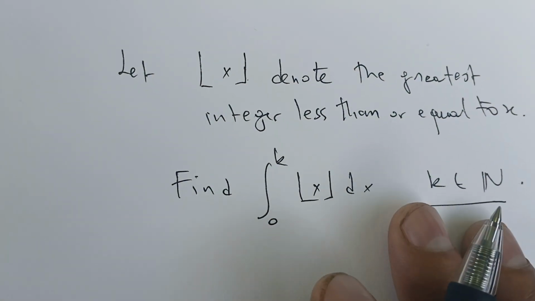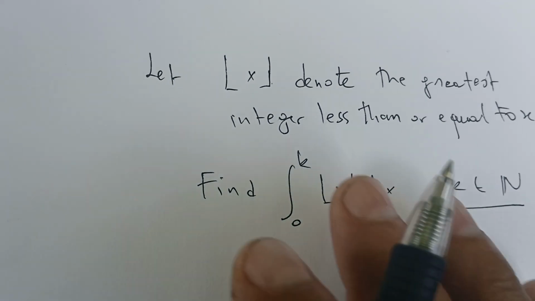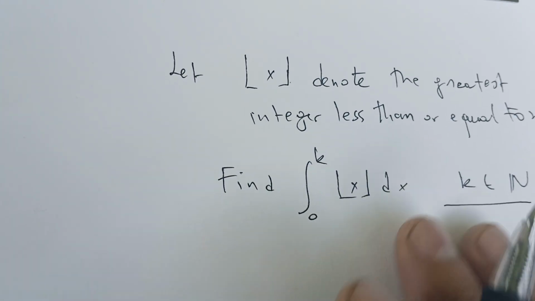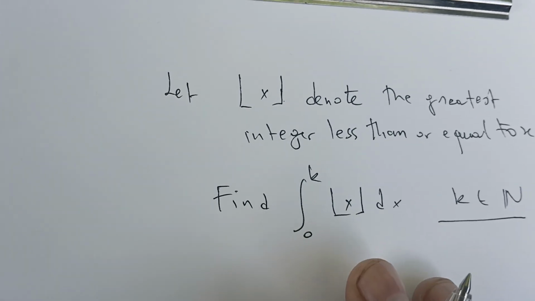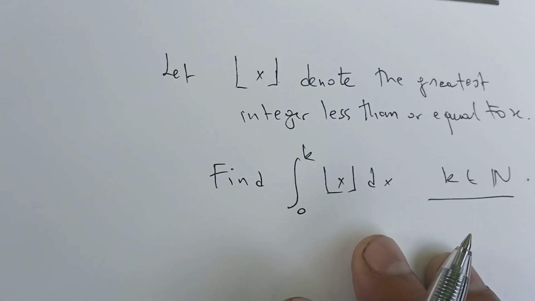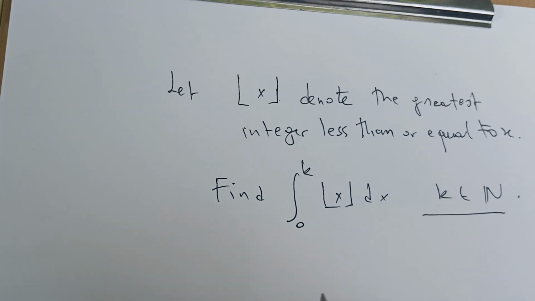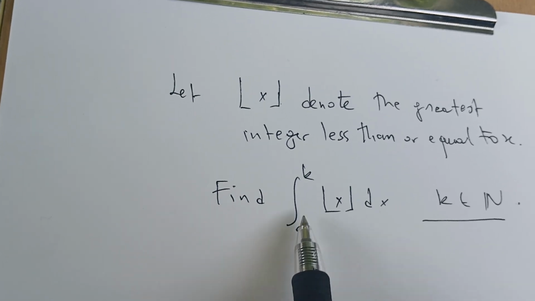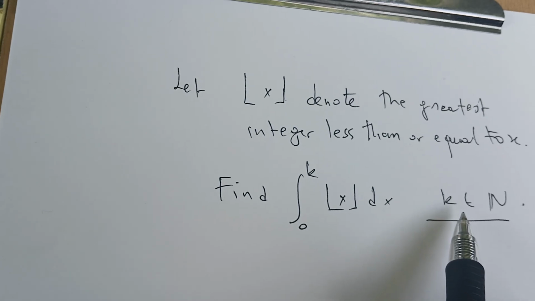Now we're going to use the floor function to find some integrals. We're going to start with this simple and quick overview of how to integrate when you have a floor function. And we're going to find the value of the integral of the floor function between 0 and k. K in this case is an integer.